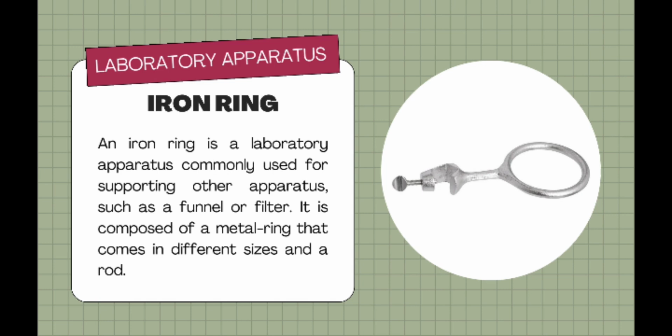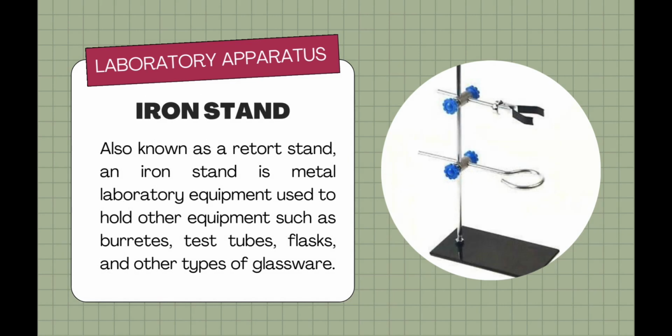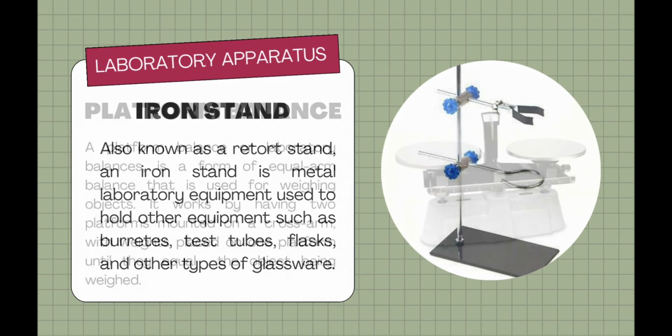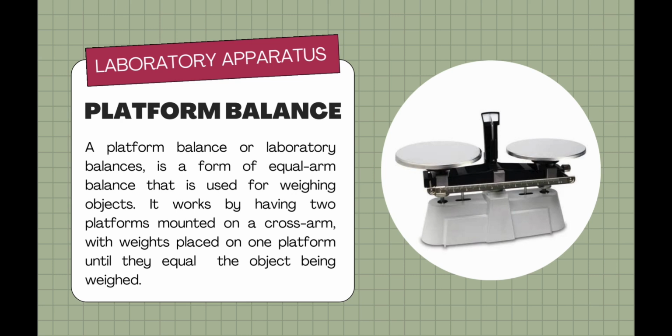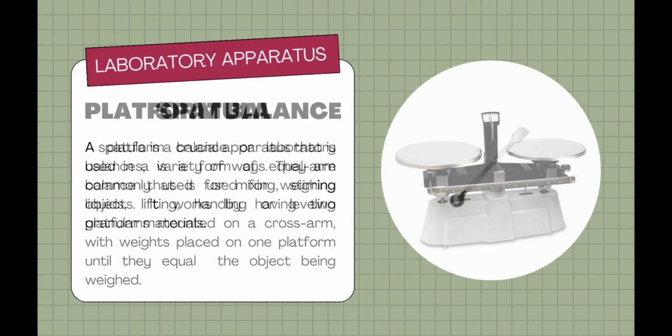Iron stand, also known as a retort stand. An iron stand is a metal laboratory equipment used to hold other equipment such as burettes, test tubes, flasks, and other types of glassware. Platform balance. A platform balance, or laboratory balance, is a form of equal arm balance that is used for weighing objects.